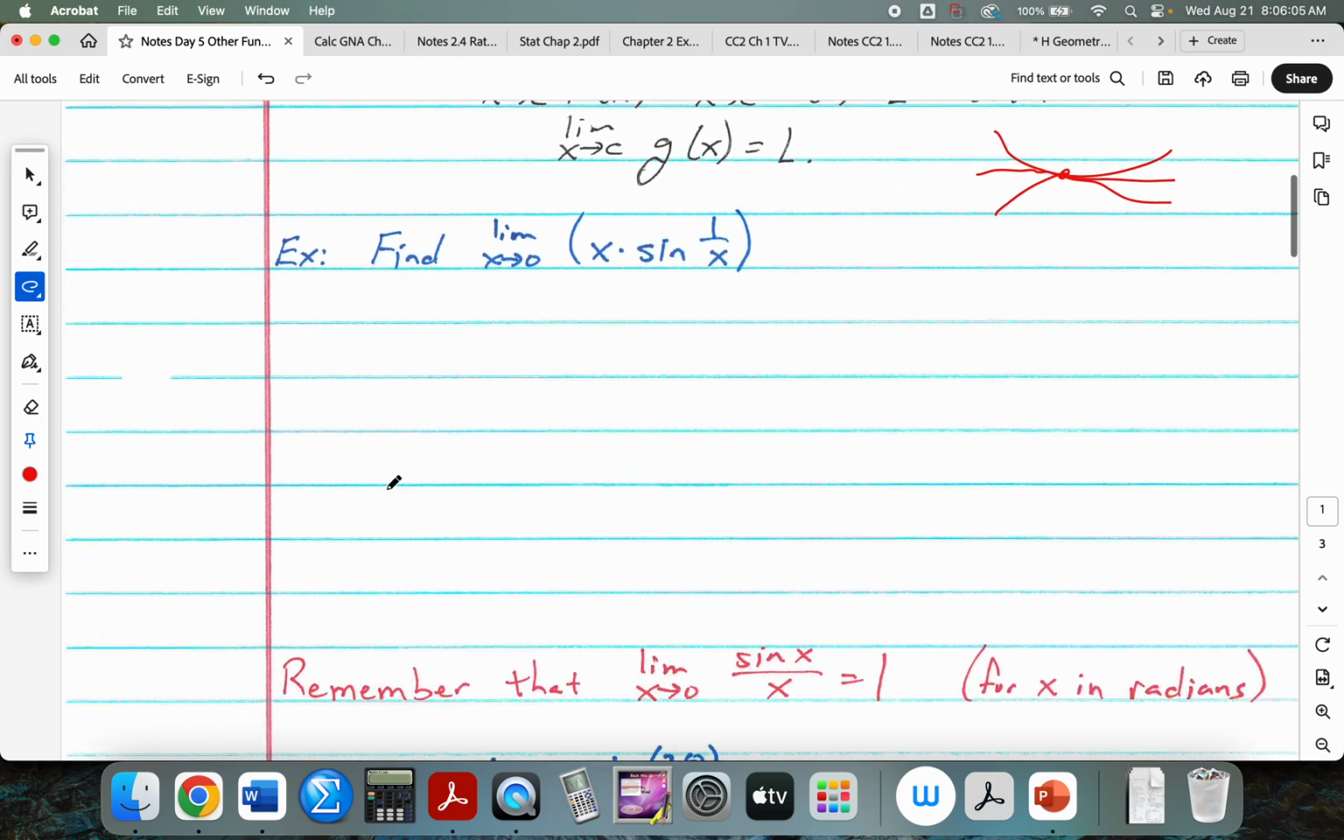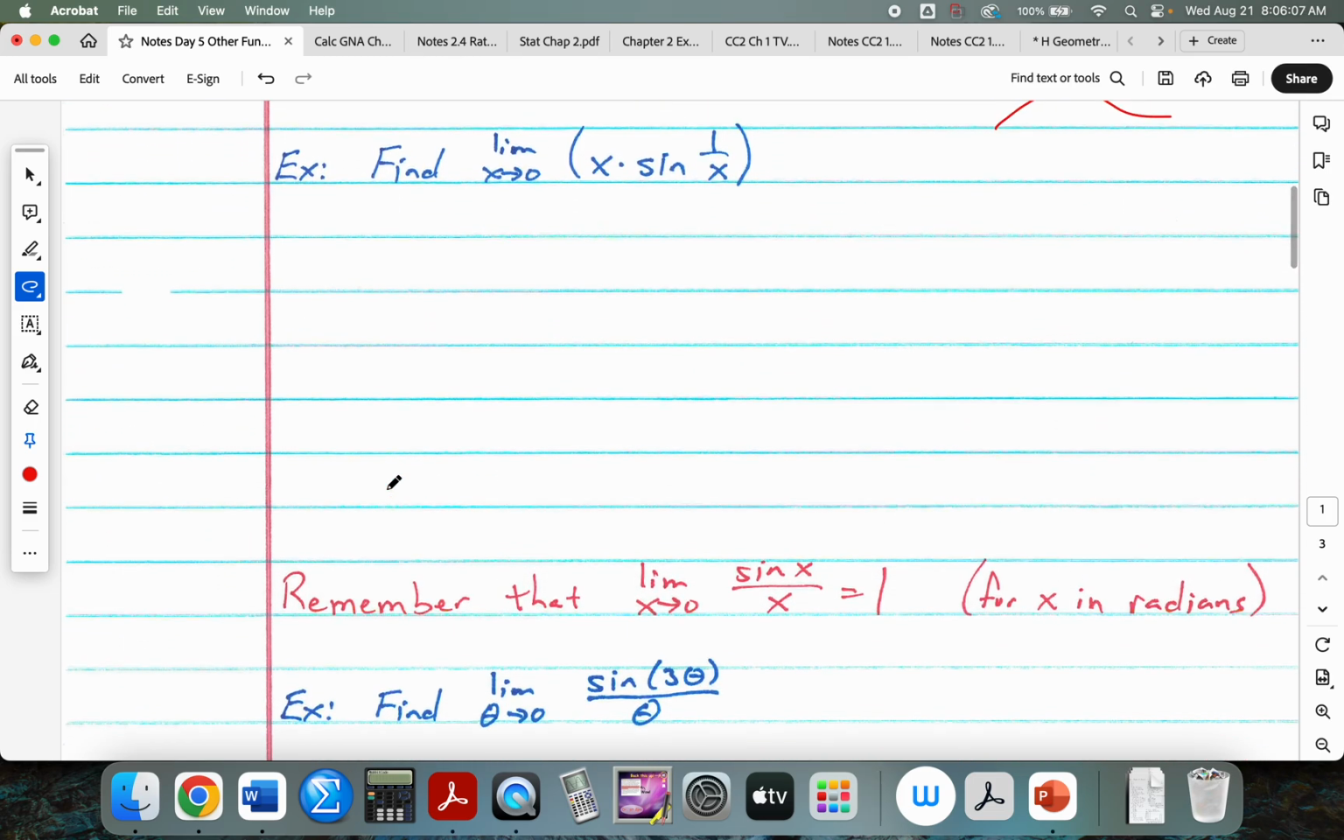All right, so how does that help us? Well, that helps us with things like this. Find the limit as x approaches 0 of x times sine of 1 over x. This is a weird little function because as x goes to 0, well, that's going to go to 0, but this is going to be oscillating all over the place, right? But there's a limitation to its oscillation.